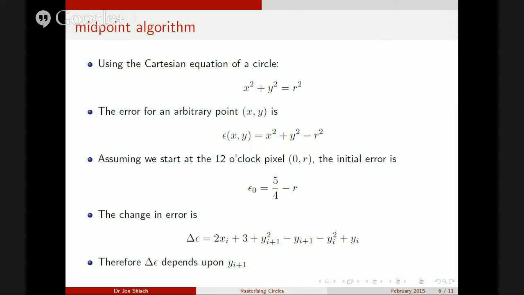Do the same, but this time if we went to the southeast pixel, so we've gone down 1, so we subtract 1 from y. Change in error to the southeast pixel is 2xi plus 3 plus yi minus 1 squared, so that's that bit, minus yi minus 1, so that's that bit, minus yi squared plus yi. And if you do all the cancelling out, eventually you get to 2xi minus 2yi plus 5.